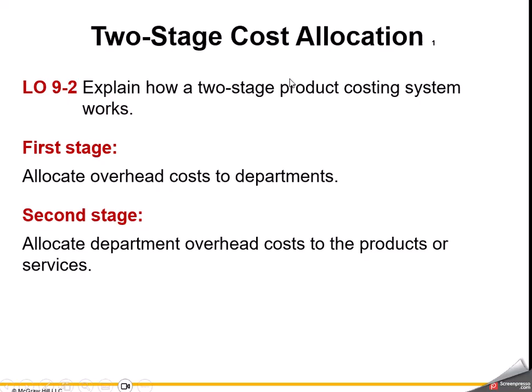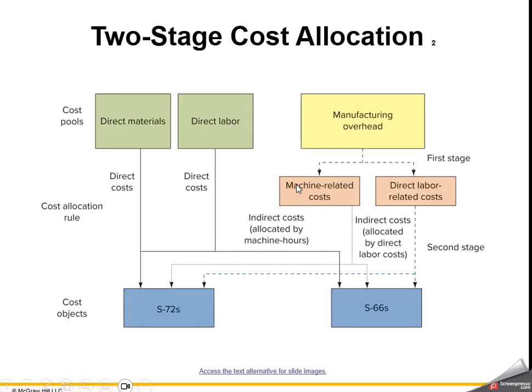So our two-stage allocation. The first stage is we allocate overhead costs to departments, and then we allocate the department cost to products. So we don't start with a product, we start with the departments. So here we have, again, our direct materials and our direct labor obviously go right to the products. So we're focused on the overhead side. Now we're going to say our overhead, we've got machine-related costs and direct labor costs, and then those are going to be allocated to whatever products we're making, again, based on their usage of machine hours or their usage of the direct labor costs.